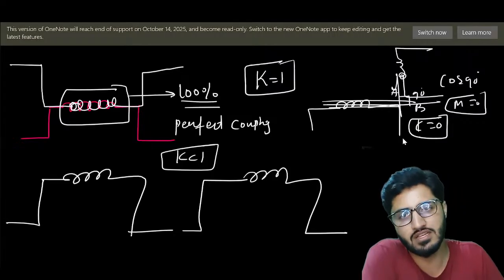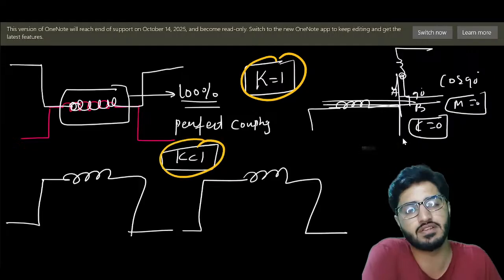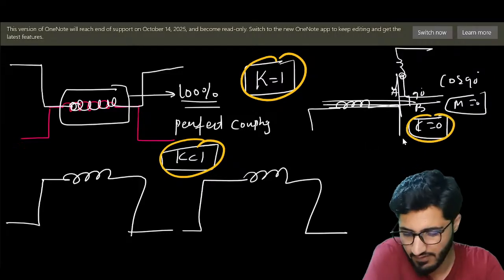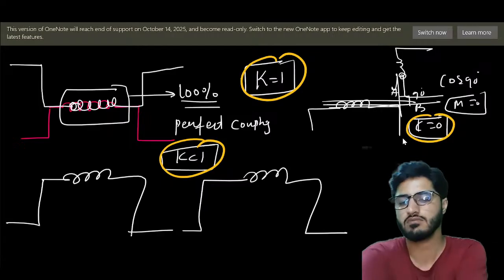So you are having three values. K is 1, 100% perfect coupling. K less than 1 when there is a gap between them. And K is 0 when there is no flux change. When there is no flux change, you can write K equals to 0. Done, beta?